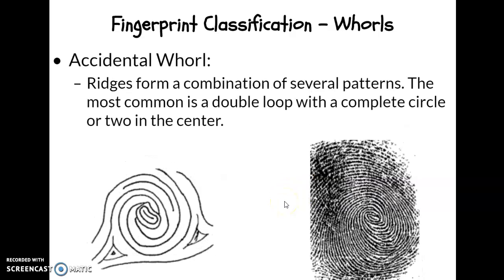Then you have an accidental whorl. This is where you have several patterns taking place, and then here in the center you have a few complete circles.